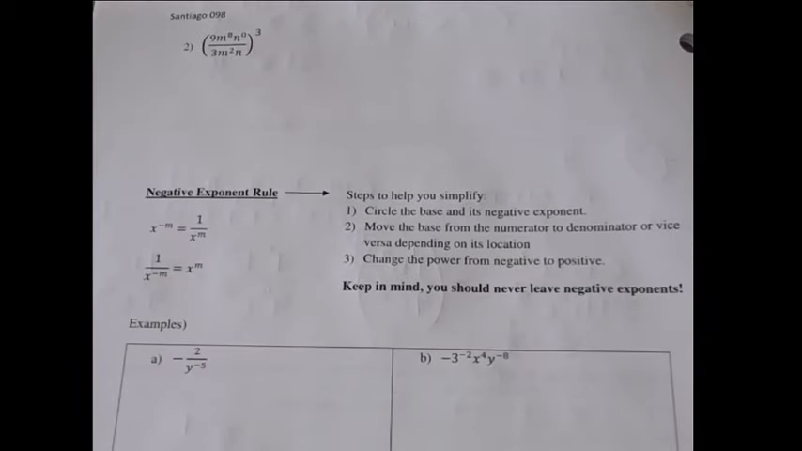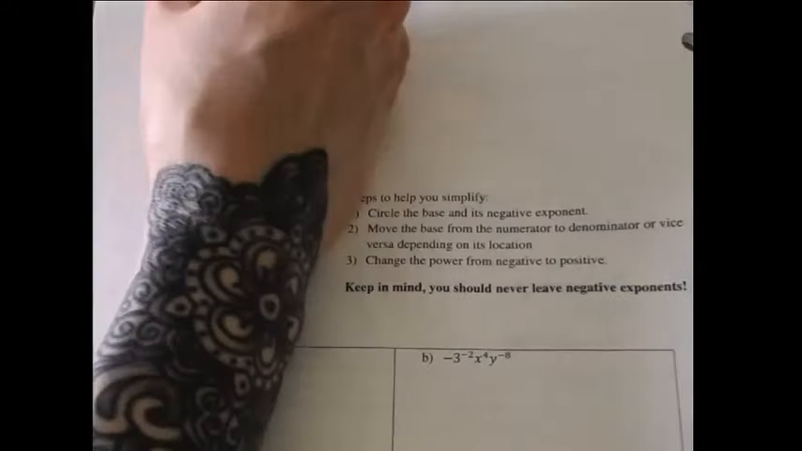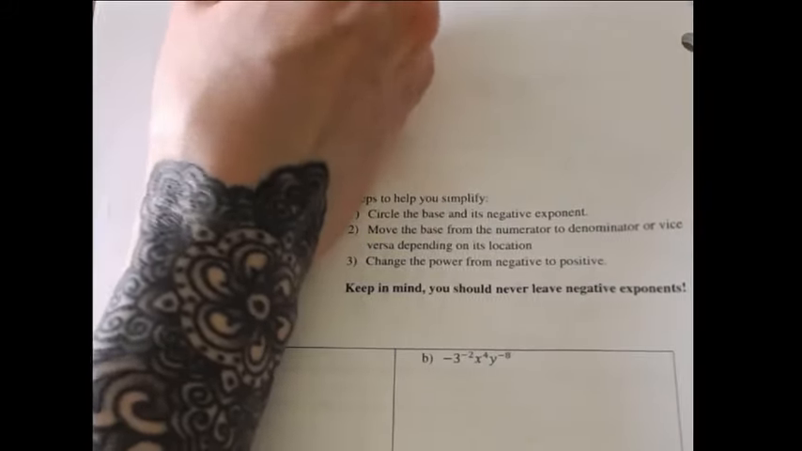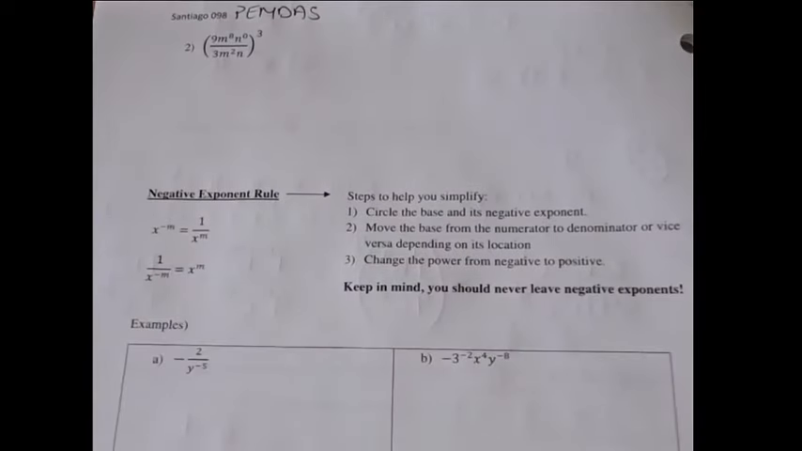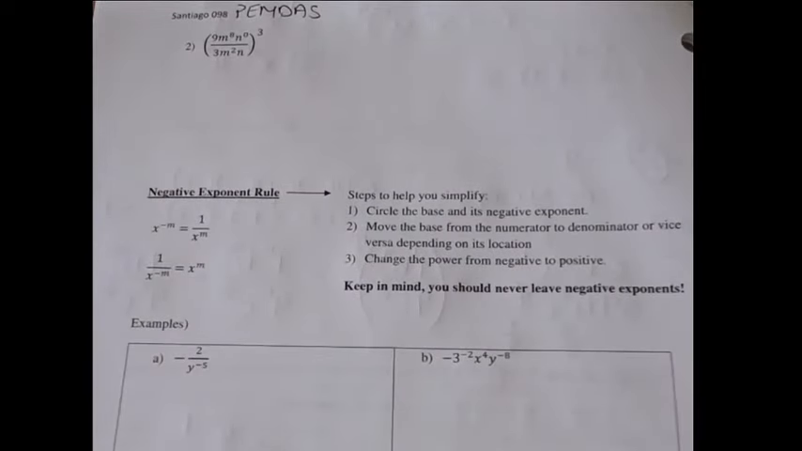Okay, we have 9m to the 8th, n to the 0th power, all over 3m to the 2nd, n, raised to the 3rd power. Let's write PEMDAS again. Notice I would like to simplify what's inside the set of parentheses first. It's going to make life easy.